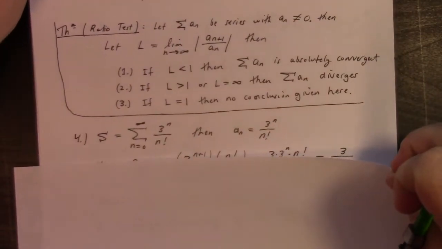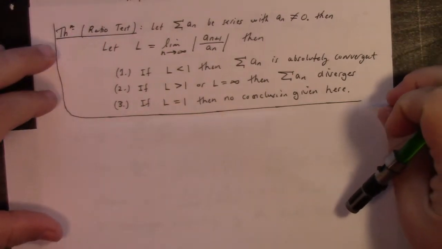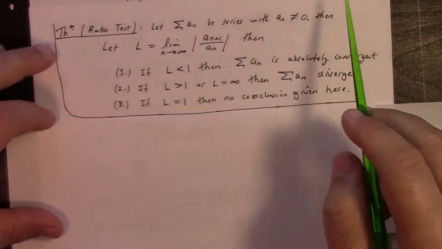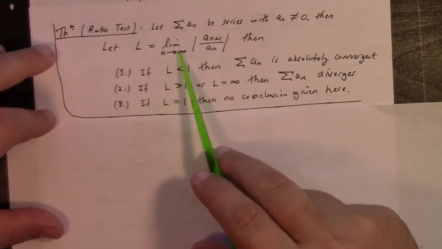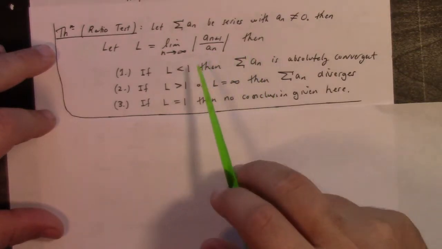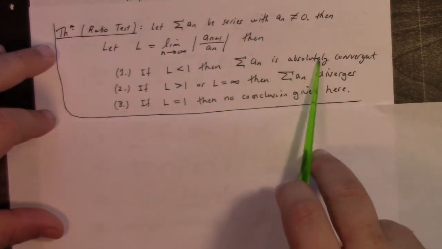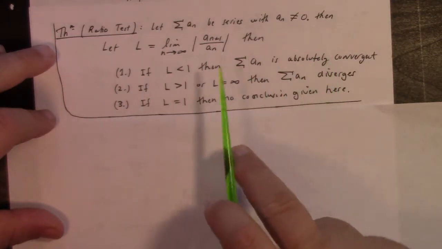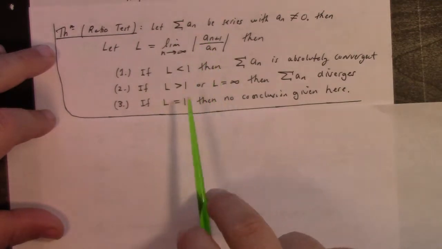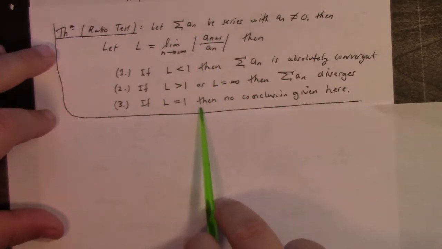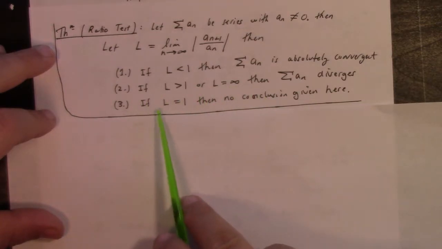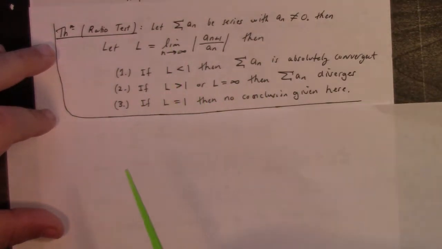Ratio test. Well, here's the ratio test. If we have a series with non-zero terms, and we let L be the limit of the absolute value of a sub n plus 1 over a sub n, all right? Then, if L is less than 1, this is an absolutely convergent series. If L happens to be greater than 1 or infinity, then the given series diverges. And if L equals 1, then we just can't say anything. There's no conclusion given here. If L equals 1, this test is inconclusive.